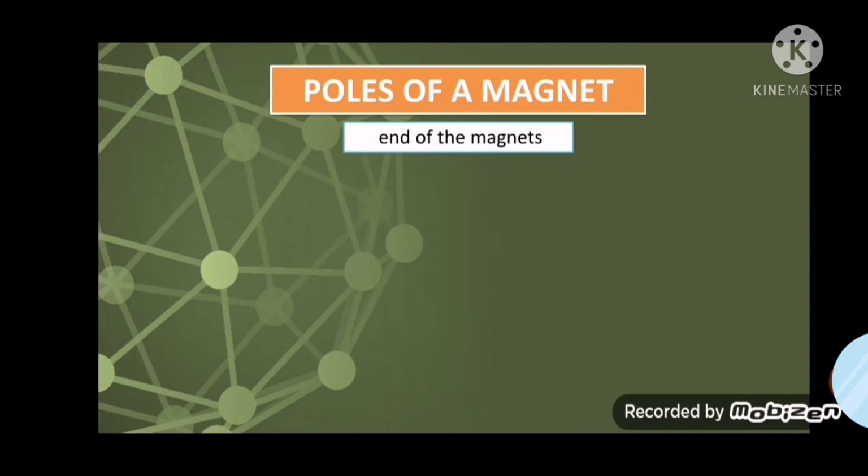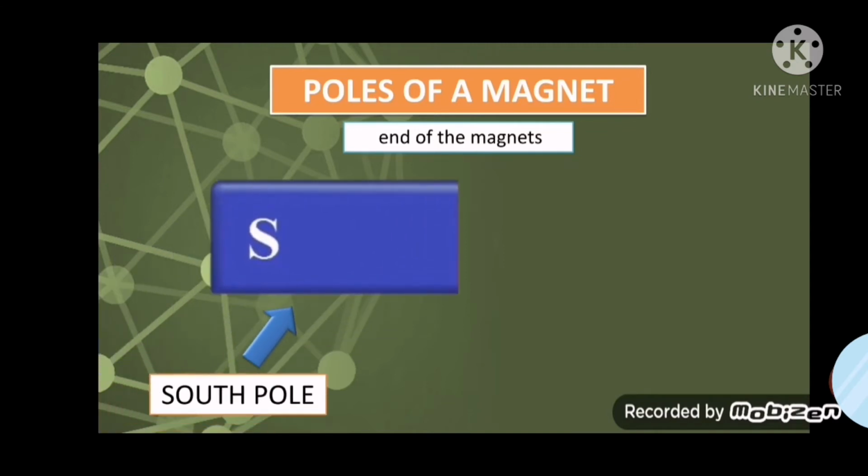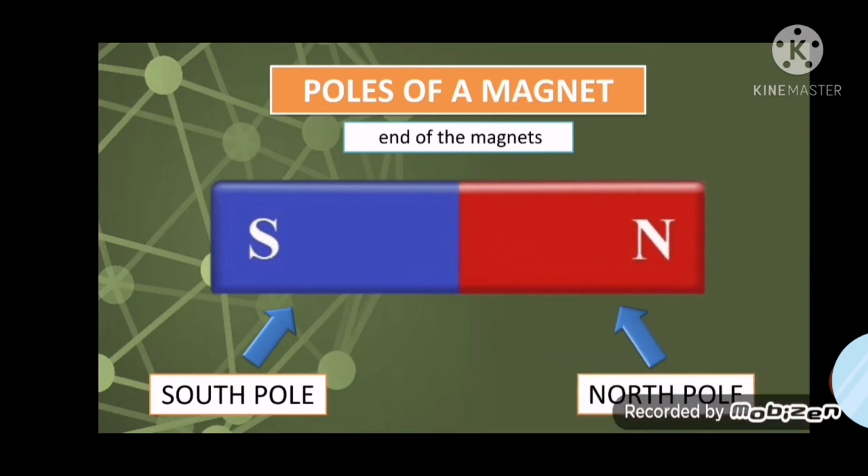The poles of a magnet has two parts. The first one is what we call the south pole. It is the end of the magnet which points to the south direction. The other end of the pole of a magnet is called north pole, which is seeking the north direction.